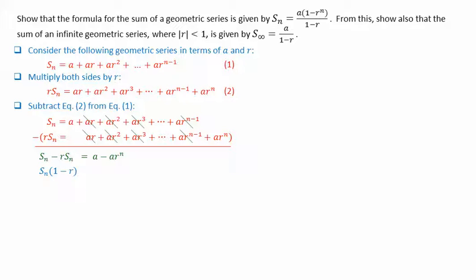On the left side of this equation, we can factor out Sn, giving Sn times 1 minus r. On the right side of the equation, we can factor out a, giving a times 1 minus r to the n. Then to solve for Sn, we simply divide both sides by 1 minus r. 1 minus r cancels out on the left side. This results in Sn equals a times 1 minus r to the n over 1 minus r.